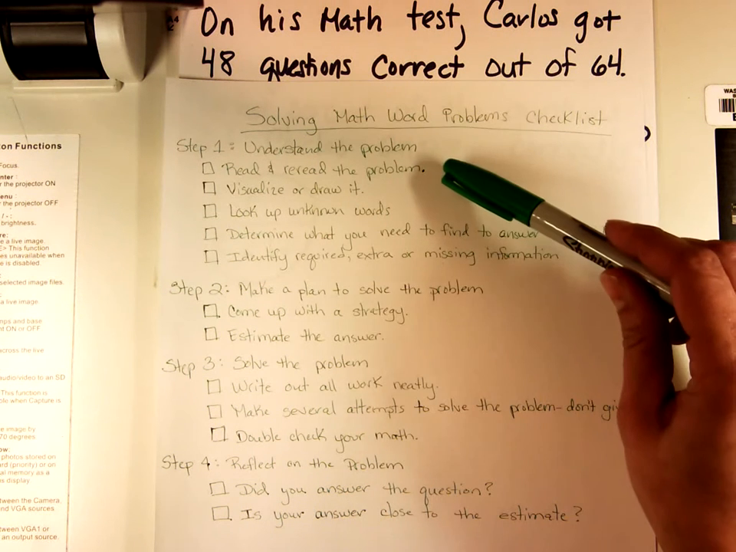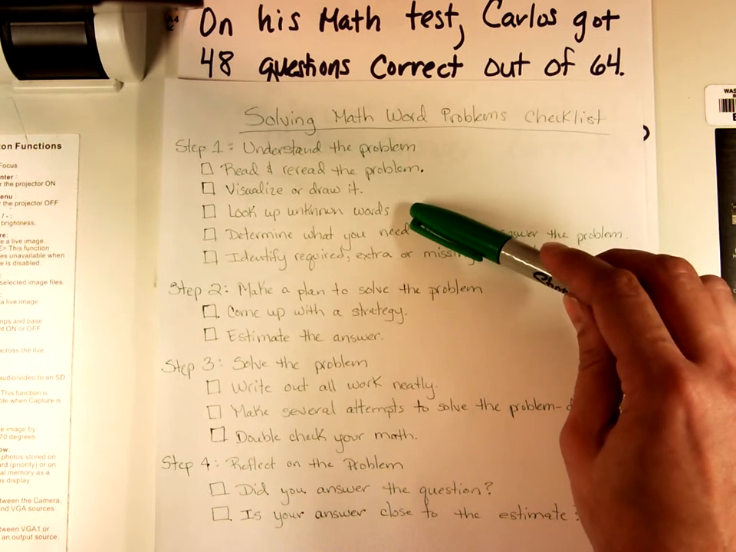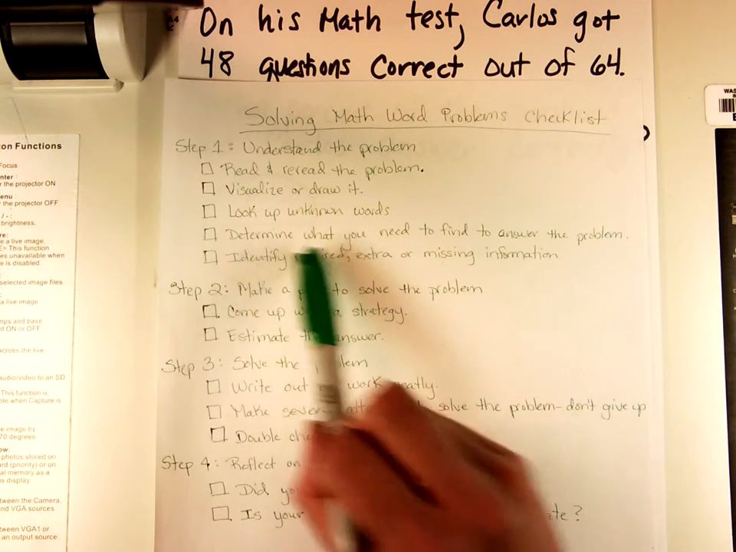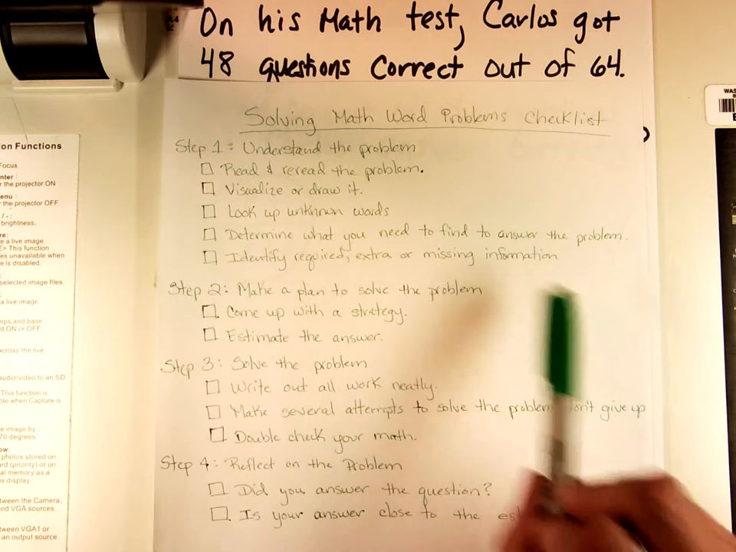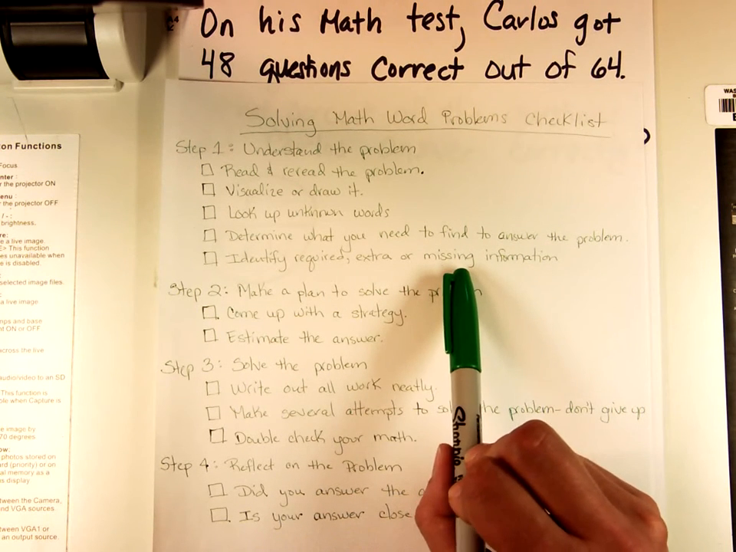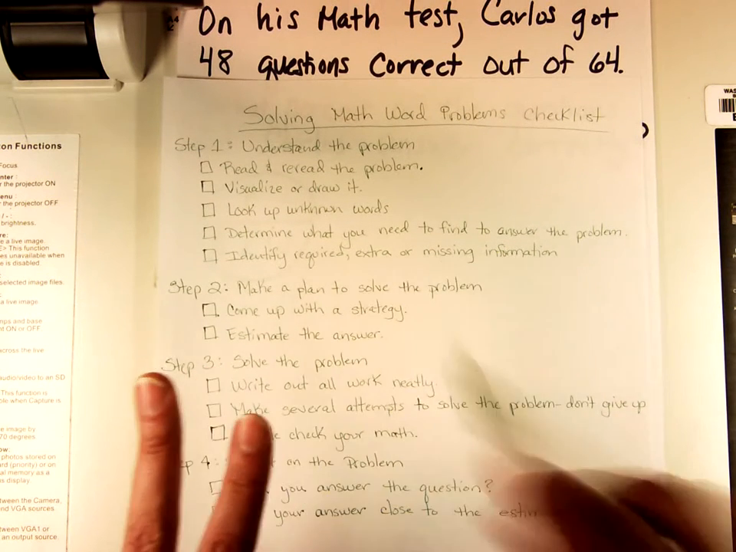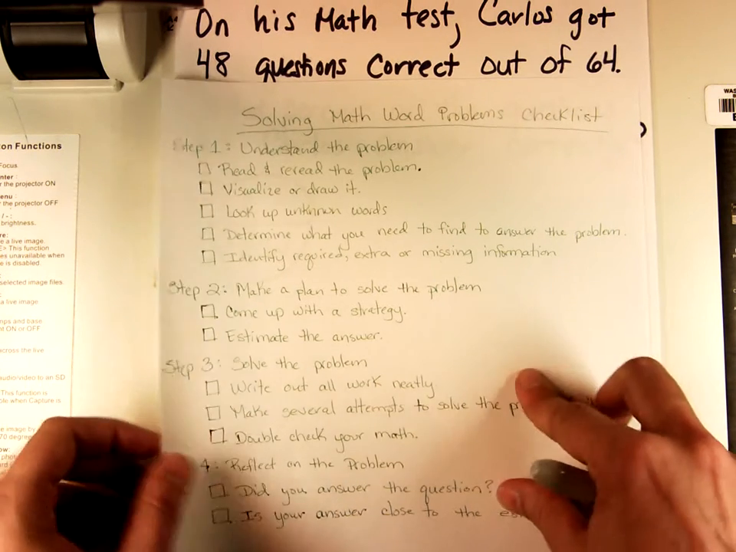So we're going to start by rereading the problem. We'll visualize it and look up any unknown words if we need to. And then the really important thing is to determine what information we need to solve the problem, and then figure out if there's any missing information. And remember, with our percentage problems, there are 3 possible things that we could know. We'll be given 2 of them, and we need to find the third thing. So that's going to be our missing information. So let's take a look here.